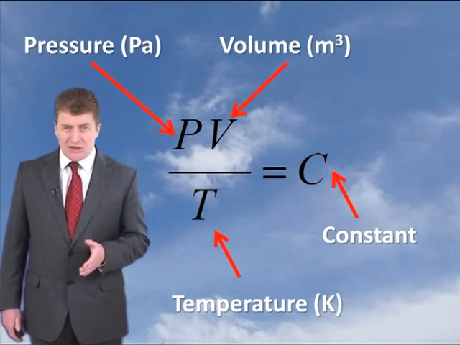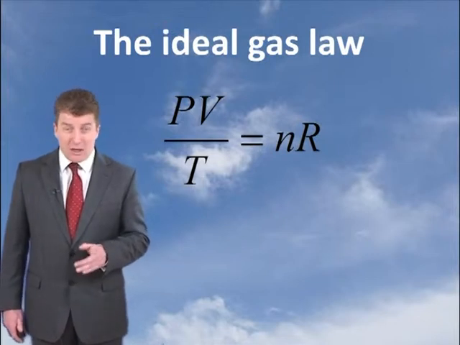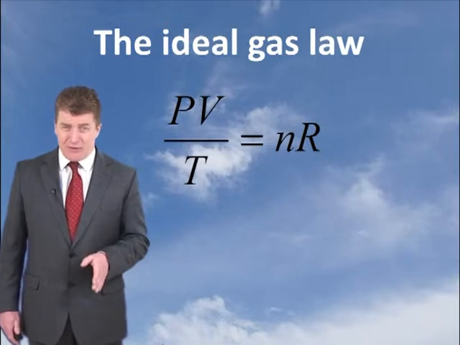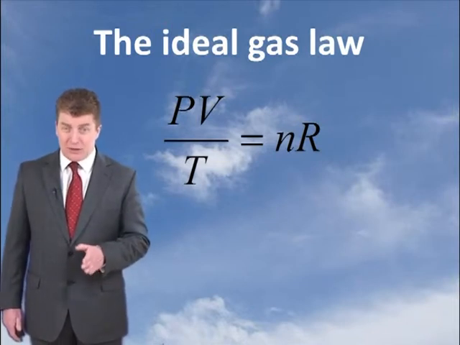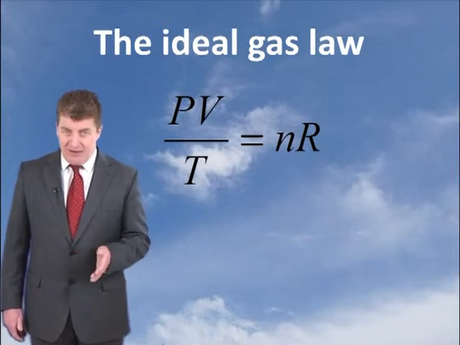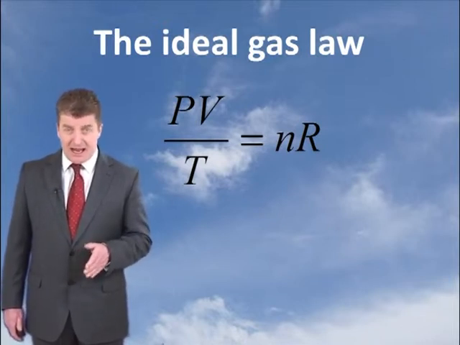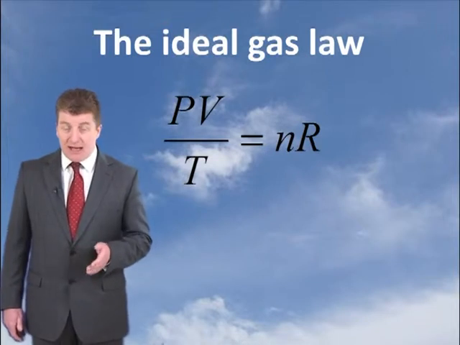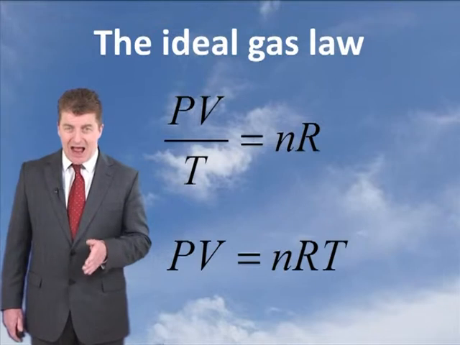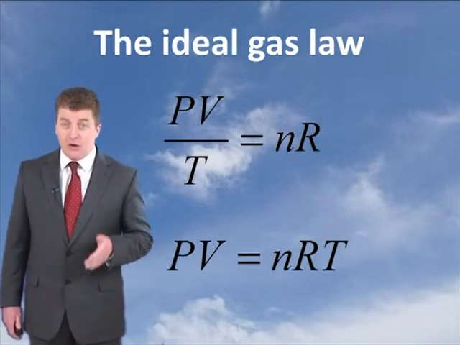So the constant then becomes nR. R is called the molar gas constant, and the value of this is 8.31 joules per mole per Kelvin. So the formula now becomes PV divided by T equals nR. By transposing, you can get PV equals nRT. This is known as the ideal gas law.